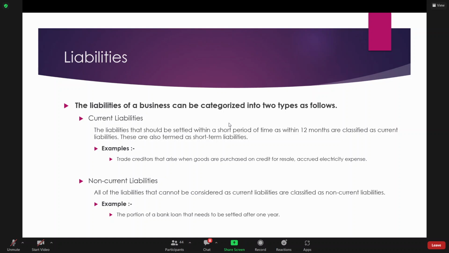For example, the portion of a bank loan that needs to be settled after 1 year. Let's say we take a bank loan and the loan repayable period is 10 years. The first year of payment is a current liability, but the liability beyond that is a non-current liability. Let's say we are at the inception of the loan, and the loan amount is 10 lakhs and every year we have to repay 1 lakh. Hypothetical example. So 1 lakh is the current liability and 9 lakhs is the non-current liability.